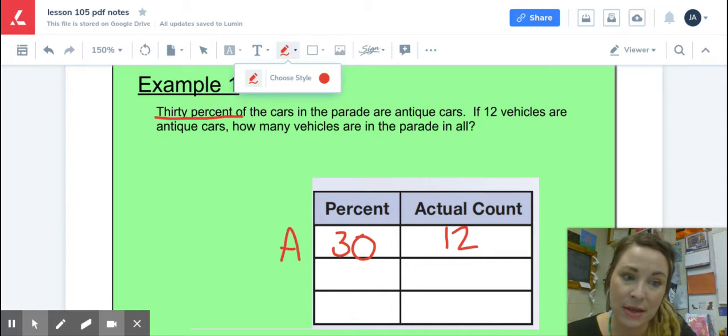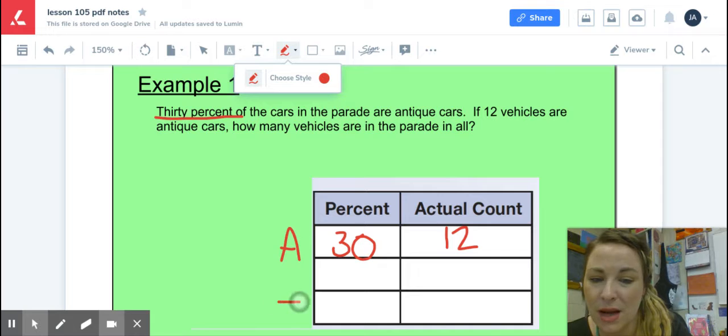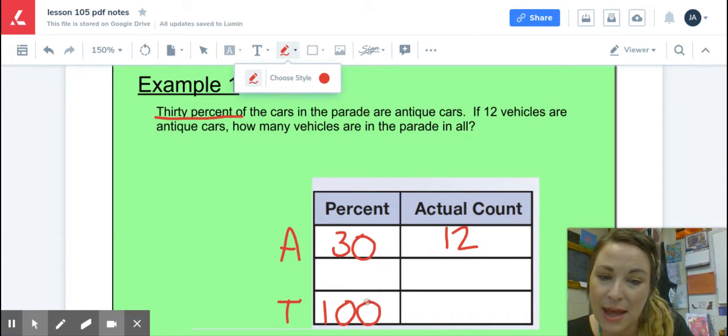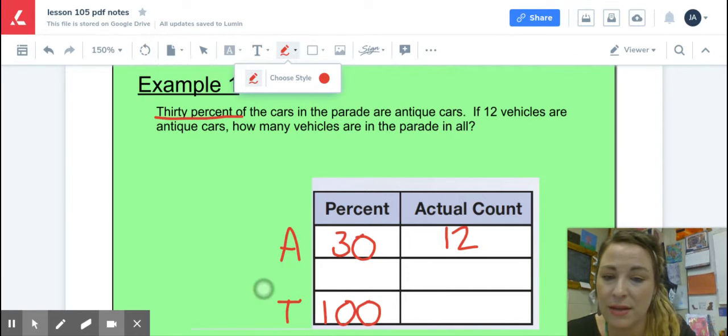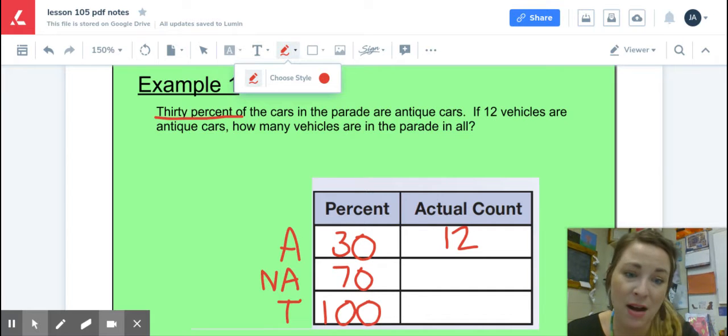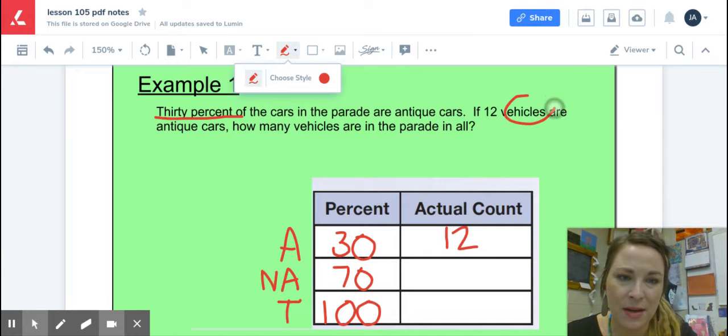So percents are always out of 100, right? I'm going to make this a total line and fill in 100. If 30% are antique cars, let's call this not antique cars, NA. 100 minus 30 is 70. That would mean 70% of the vehicles in the parade are not antique cars. I was wondering where I got that word vehicles. I thought I saw it up here. Vehicles. That's probably going to be our label.